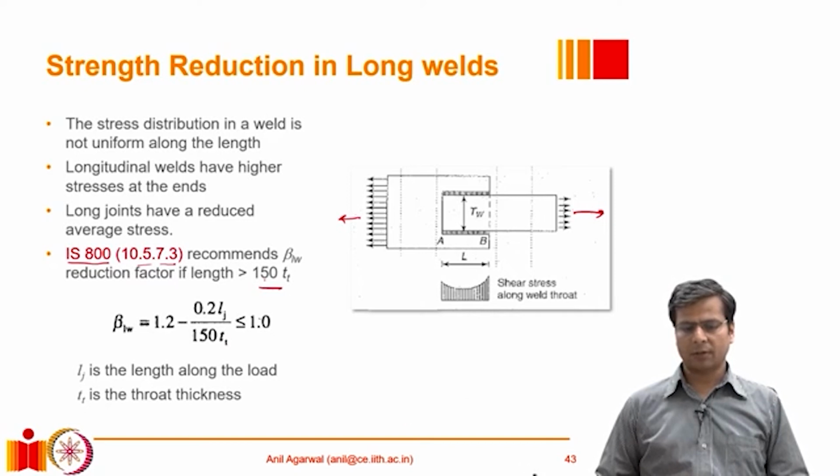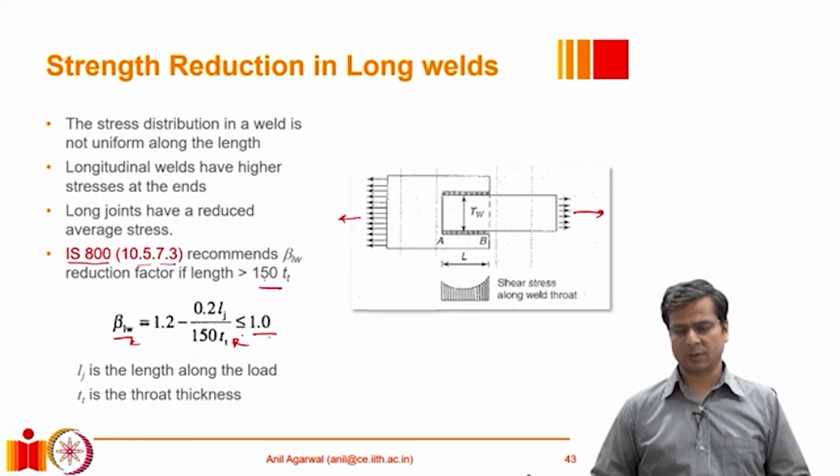If the weld is that long, then the code recommends that we use a beta value, which is basically a reduction factor based on the length of the weld and the throat thickness, which gives us a value of less than 1. If this expression has a value of more than 1, we limit it. So basically that is a way to account for this non-uniformity in stresses. Because of this non-uniformity, we will not be able to have a uniform stress, and we cannot simply multiply this stress value with the entire length and say that that is the strength.